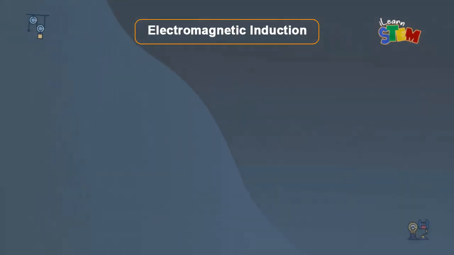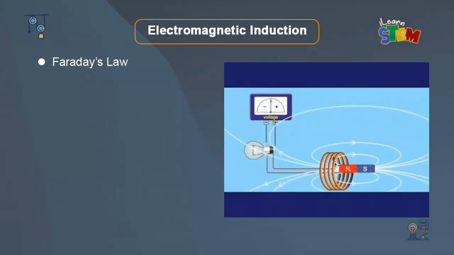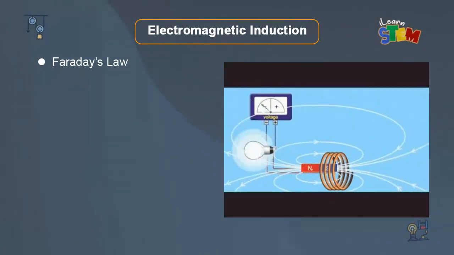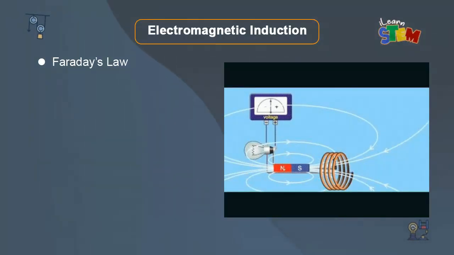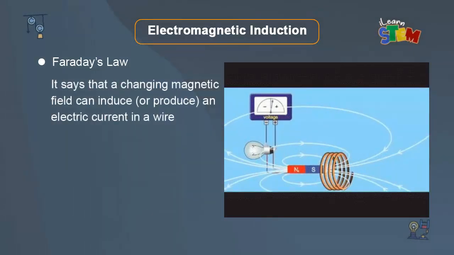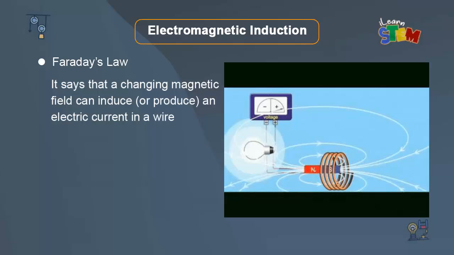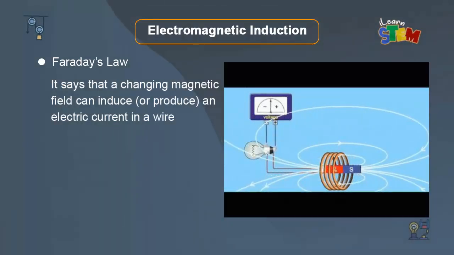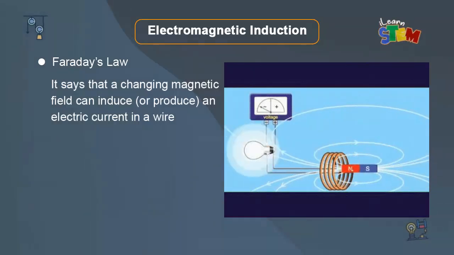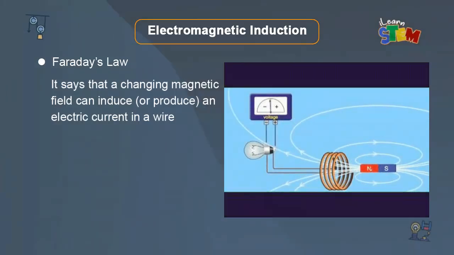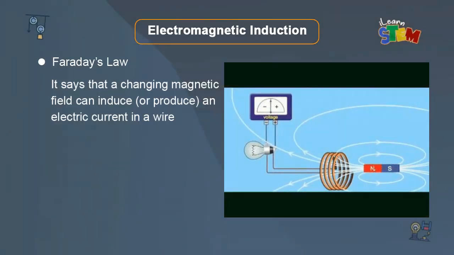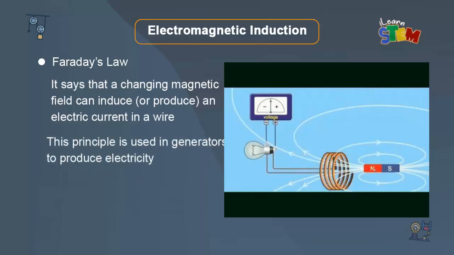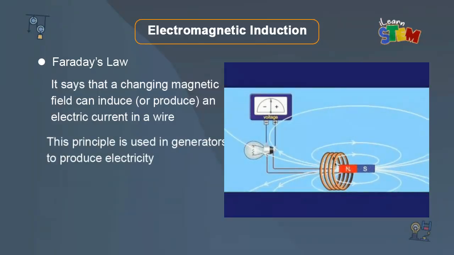Let's explore how electricity can be generated using magnetism. Faraday's law. Faraday's law helps us understand how electricity can be produced from a magnetic field. It says that a changing magnetic field can induce or produce an electric current in a wire. This means if you move a magnet through a coil of wire, or move the coil in a magnetic field, electricity will be generated. This principle is used in generators to produce electricity.